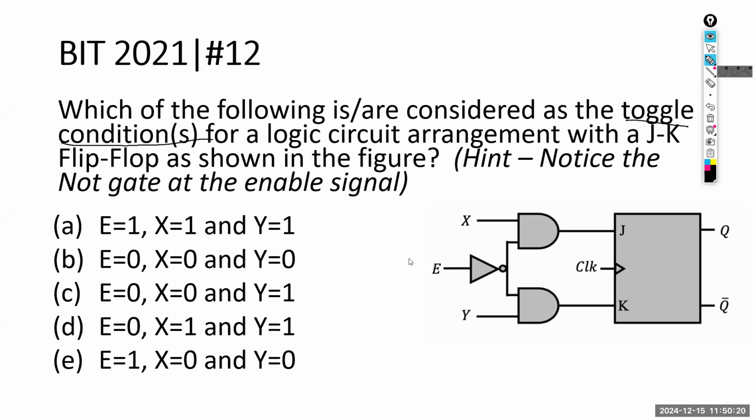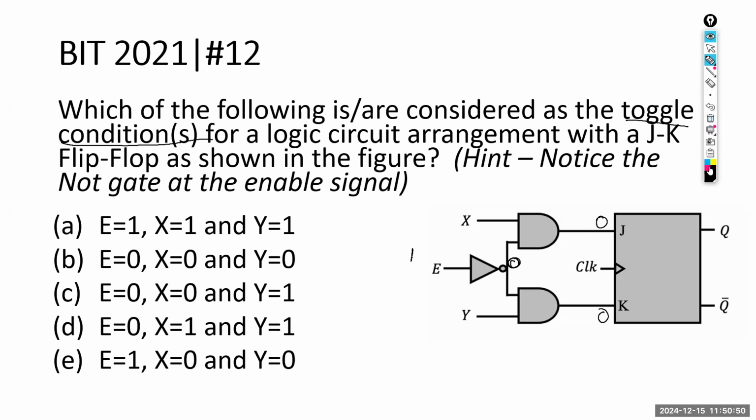Okay. So that means when enable is 1, this is 0. When this is 0, because this AND gate, both are 0. Right? Both are 0 means memory. So memory is not the one that you want, right? Because toggle is both are 1. Toggle is both are 1.